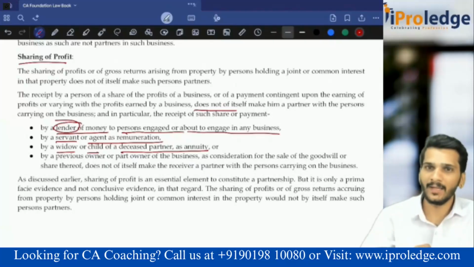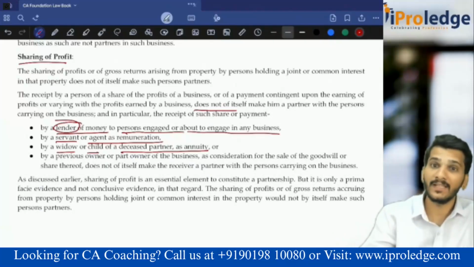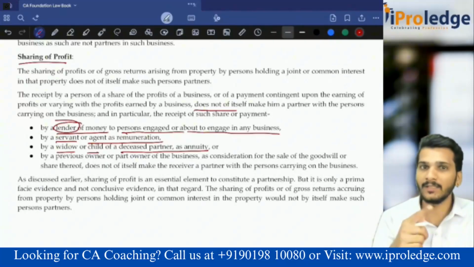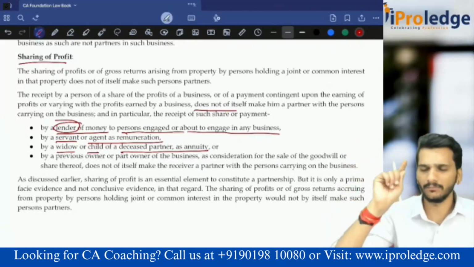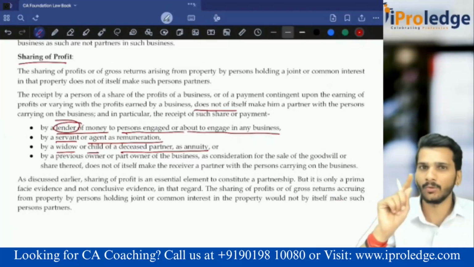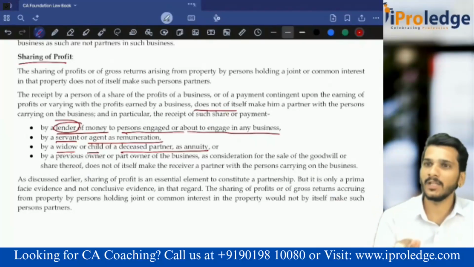Whatever goodwill that partner has, they can directly sell it to the partner. If it is a sole proprietorship firm, that means one person is doing that, the goodwill can be sold to some other person who is a chartered accountant, all those things. But in case of a partnership firm, they can share on an annuity basis if it is there in the partnership deed.